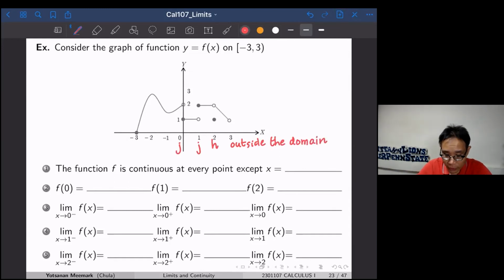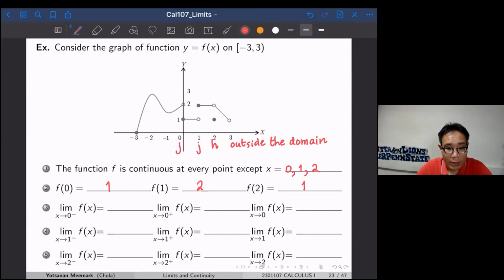So in this case, you're gonna have the function is continuous at every point except x equal to 0, 1, 2. Okay, and f(0) equal to 1, f(1) equal to 2, and f(2) equal to 1. Okay, so this is how we determine them.